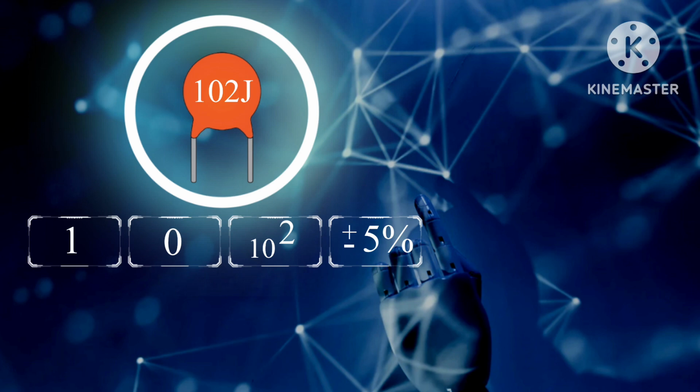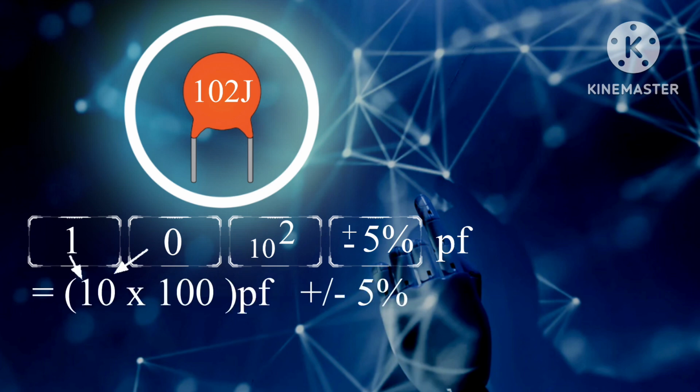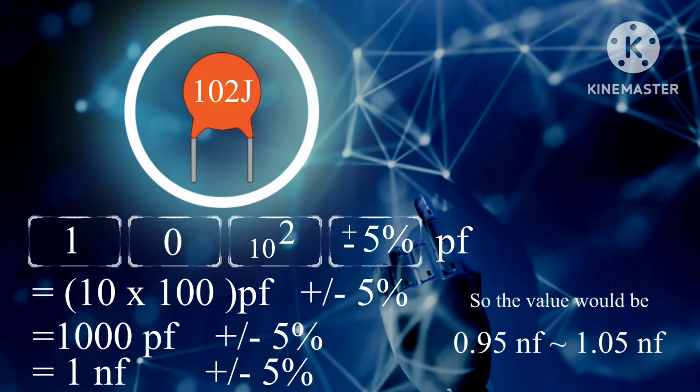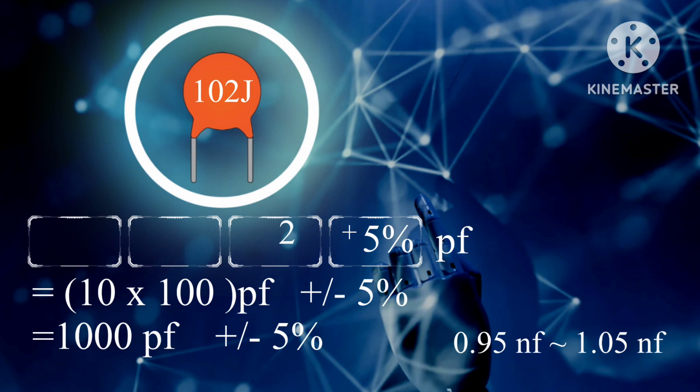The overall value will come in picofarad. So if we go forward to find the value, here the first two digits will remain the same as 10, and then the multiplier, which is 100. So the result will be 1000 picofarad, which is equivalent to 1 nanofarad. If we consider 5% tolerance, then the capacitor value would be between 0.95 nanofarad to 1.05 nanofarad.